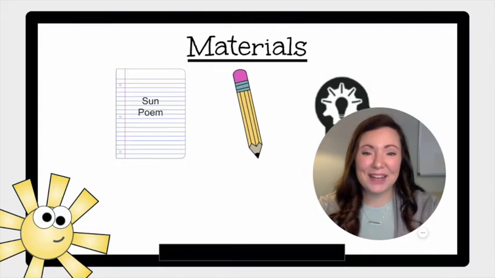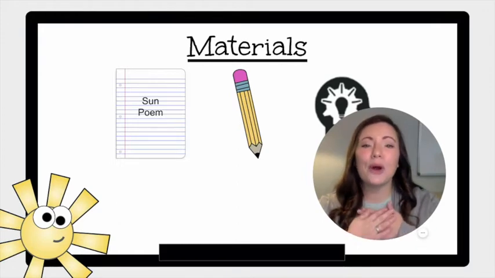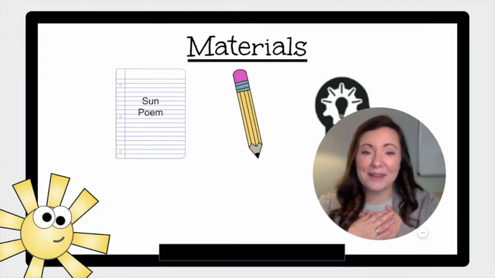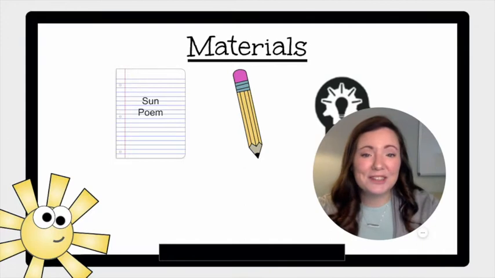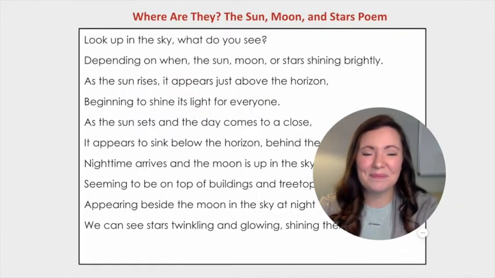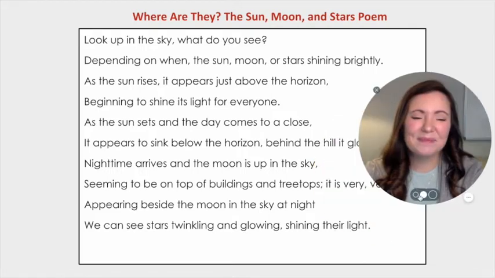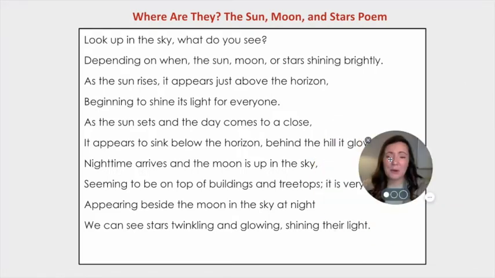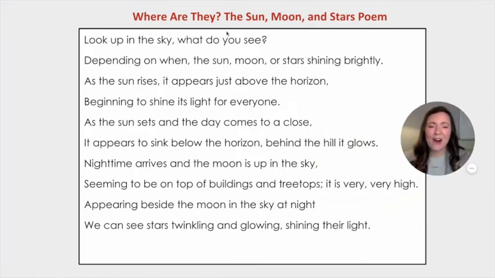Friends, we have been working on poetry. We have read many high-quality poems, and we're currently working on revising our own poem to make it high quality. So I thought we should start by reading a high-quality poem together. This poem is titled, Where Are They? The Sun, Moon, and Stars poem. Now, we have read this poem before, so hopefully it sounds familiar.